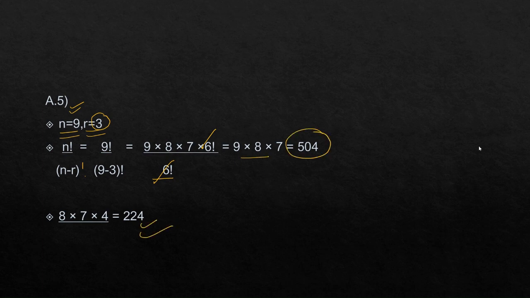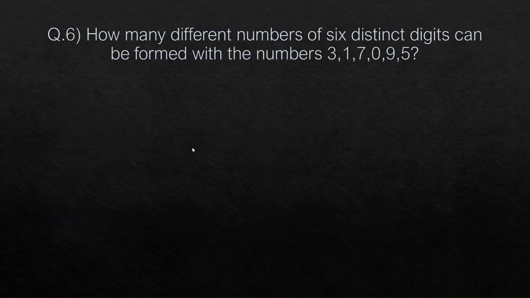This is the answer for the second part. Now the next question says, how many different numbers of 6 distinct digits can be formed with the numbers 3, 1, 7, 0, 9 and 5? Now the condition is that no repetition is allowed because distinct digits are required in the number and the number should be of 6 digits. These are the two conditions and the options available to us are these.